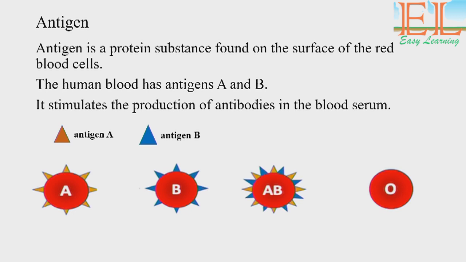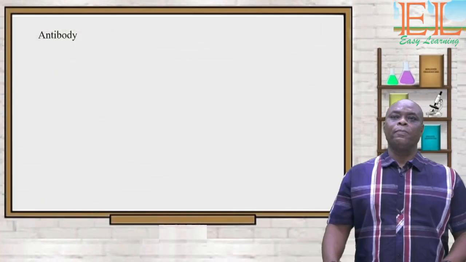And the blood groups are named after the kind of antigens they have or not. So since blood group O has none, that is why it is named O. A has only A, so it is named A. B has only B, so it is named B. But AB has both. That is why the name AB. Now let's look at antibodies.